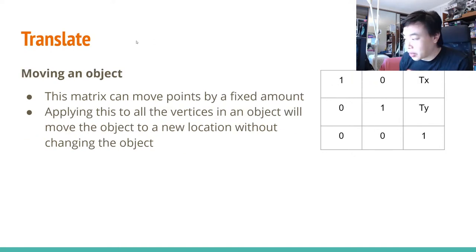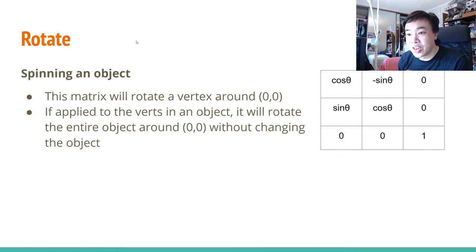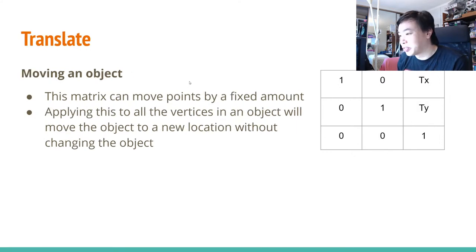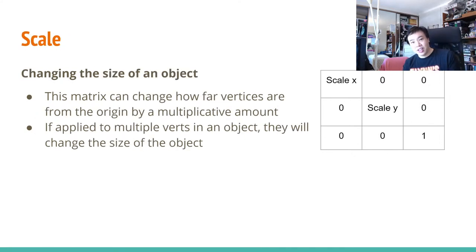Translate, which is moving something around, also expands nicely into 3D. Rotate does not expand nicely into 3D. So we're going to chill on the 3D matrices for now, and we're going to work in 2D, and then we're going to build these up later. I mean, it's not going to be long. It's going to be next week or the week after that we'll add more things to this. But for now, we're going to work in 2D. Okay, so scale X, scale Y, and 1.